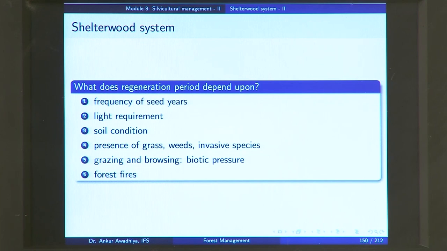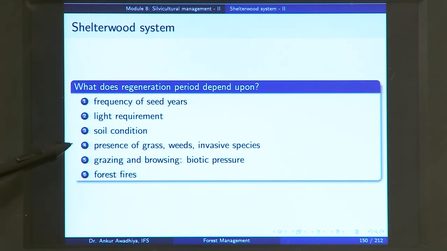So, suppose you have a soil that is very well drained, which is able to retain adequate amount of moisture and that is full of nutrients. So, in that case your seedlings will become established faster, because they will be able to have a faster rate of growth and they will be able to resist the adverse influences in a better manner, because they are getting sufficient amount of nutrition. So, in that case your regeneration period will be lesser than in a site which has a poor site quality and in where seeds take a bit longer to get established.